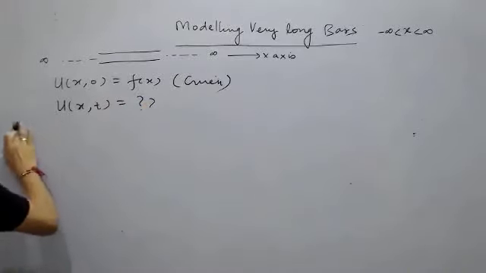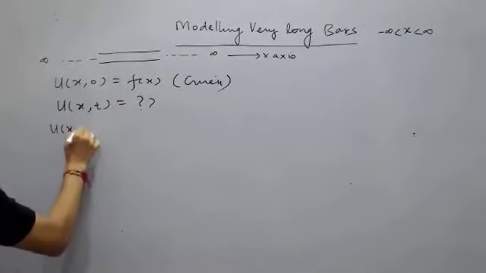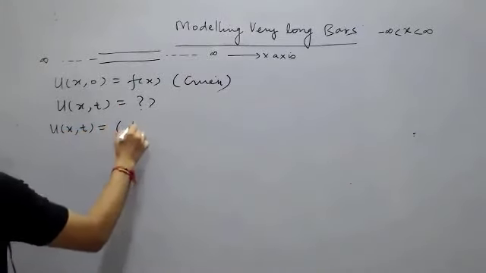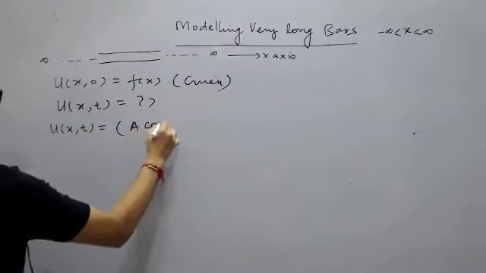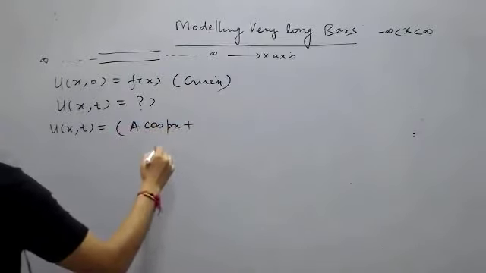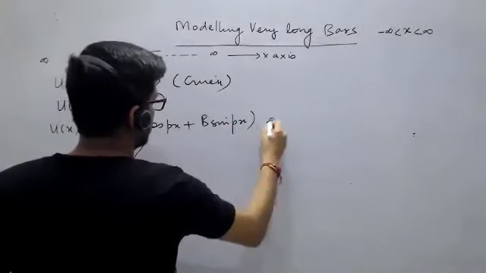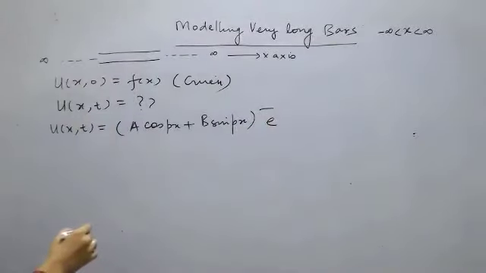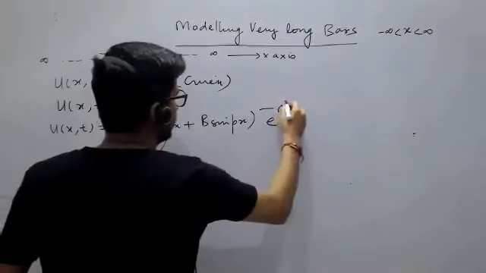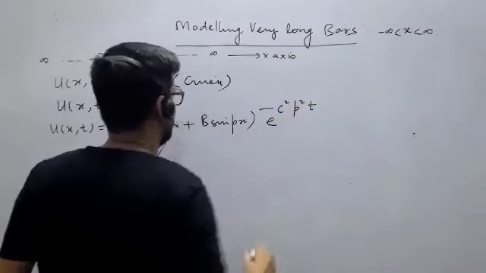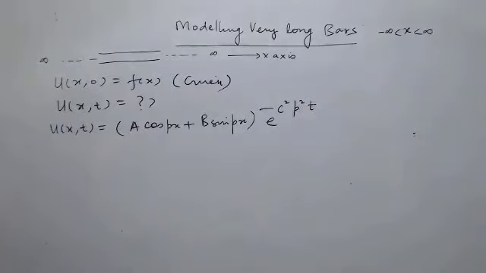So you know that the value of u(x,t) is given by, we calculated up to one level, a cos px plus b sin px into e to the power minus c square p square t. I have taken a different symbol instead of lambda so that it looks a bit different. Okay, so this is the solution that we have done.